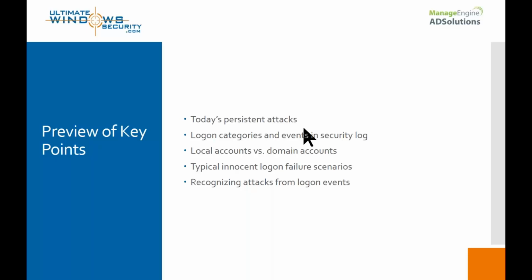Now, I'm going to have to lay a little bit of background. I'm going to go through those slides, the next couple bullet points here, pretty quickly. That is logon categories and the events in the security log, local accounts versus domain accounts, because the tough thing in Windows is that you have authentication events and you have logon events, and you have local accounts and you have domain accounts. And this complicates and creates a good bit of confusion out there.